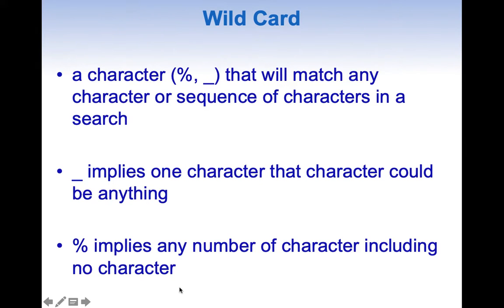Now let us look into wildcard. Wildcard is like a joker in playing cards. It can match for anything. In PROC SQL, we have two wildcards. One is percent, another one is underscore. A wildcard is one which matches any character or sequence of characters in a search. Underscore implies one character. That character could be anything. Percent implies any number of characters including no character.